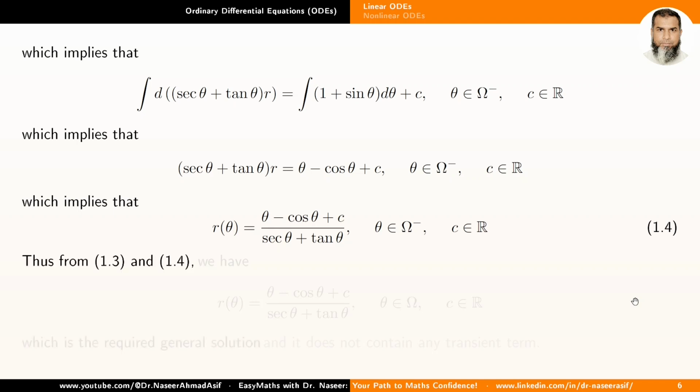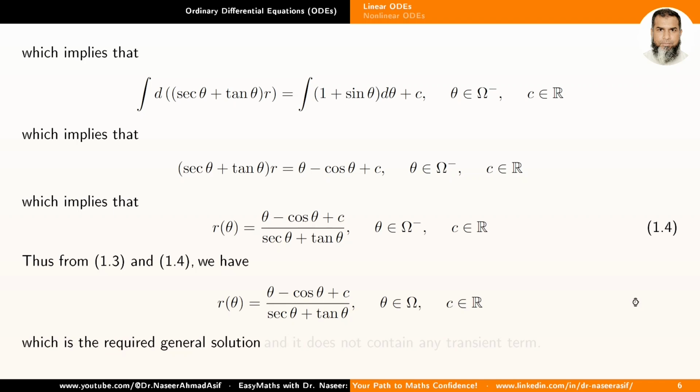Thus from equations 1.3 and 1.4 we have r of theta is equal to theta minus cosine theta plus c over secant theta plus tangent theta, where theta belongs to omega and c is an arbitrary constant, which is the required general solution and it does not contain any transient term.